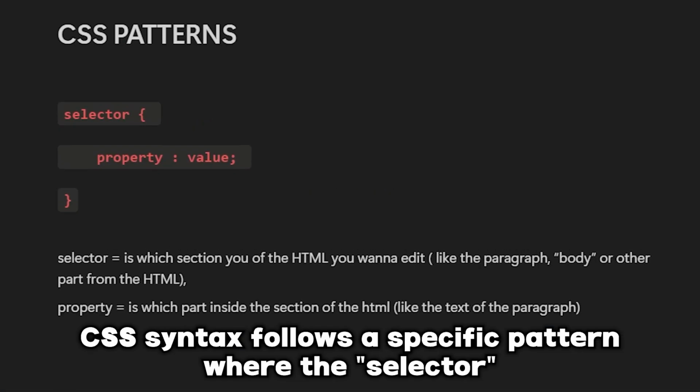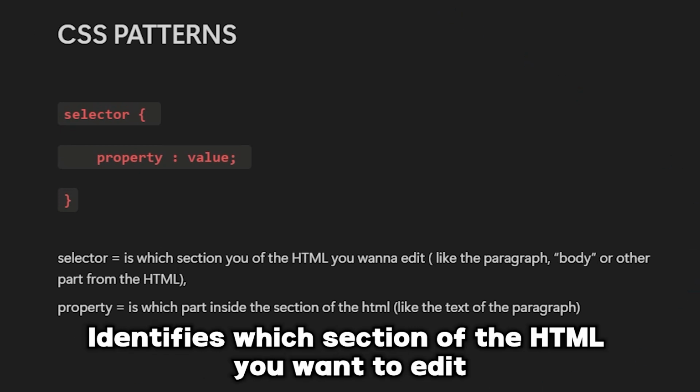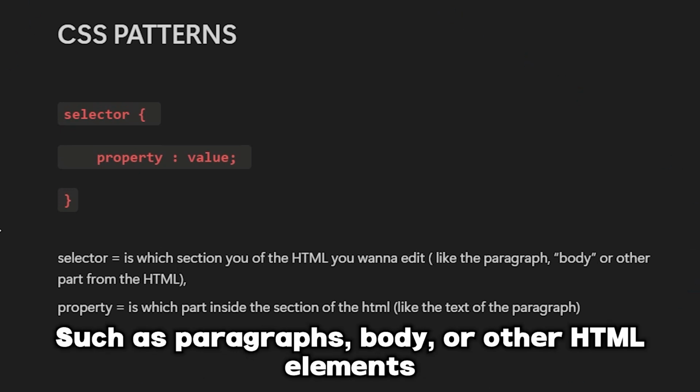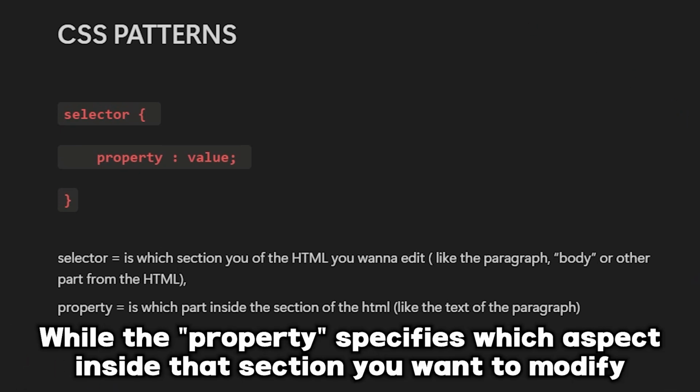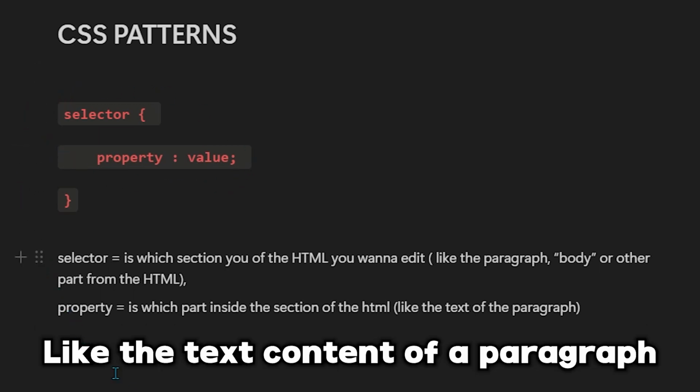CSS syntax follows a specific pattern where the selector identifies which section of the HTML you want to edit, such as paragraphs, body, or other HTML elements, while the property specifies which aspect inside that section you want to modify, like the text content of a paragraph.